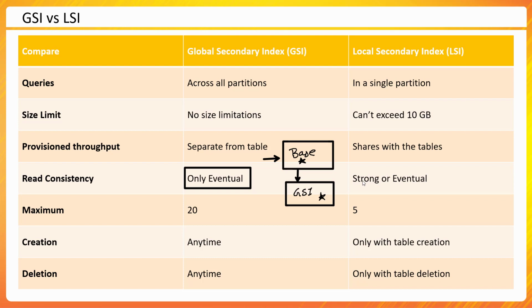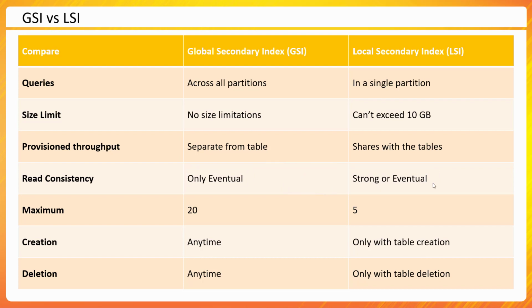But in case of local, as it is still stored on the same partition, it can be strong or it can be eventual. You decide based on the parameter you specify in the get item, and you would get either strong or eventual, purely decided by you. But in case of global secondary index, it is always going to be eventual consistency.